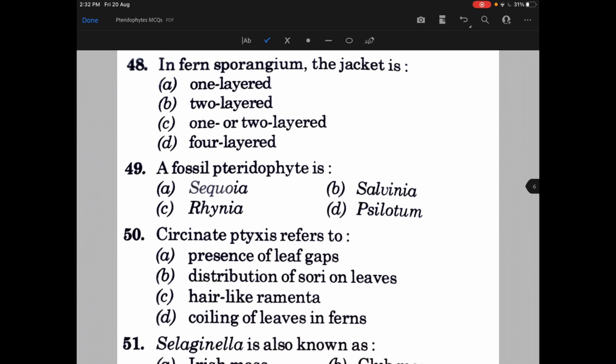Then 48, in fern sporangium the jacket is dash. The answer is A, that is one layer. Then a fossil pteridophyte is dash. The answer is C, that is Rhynia.